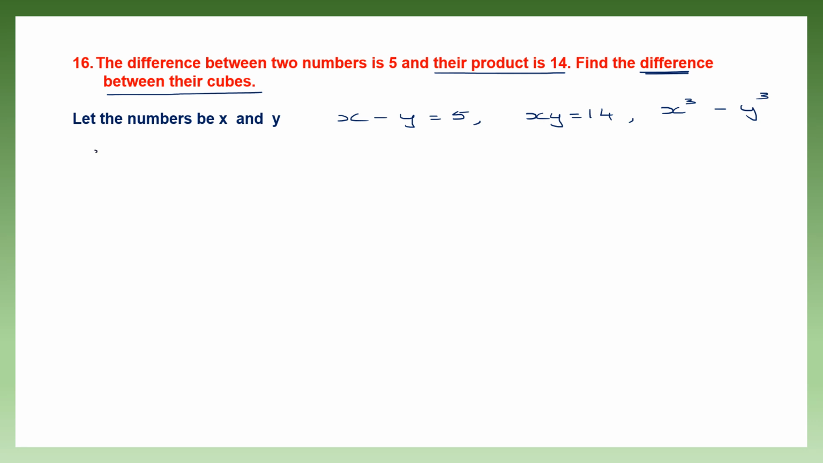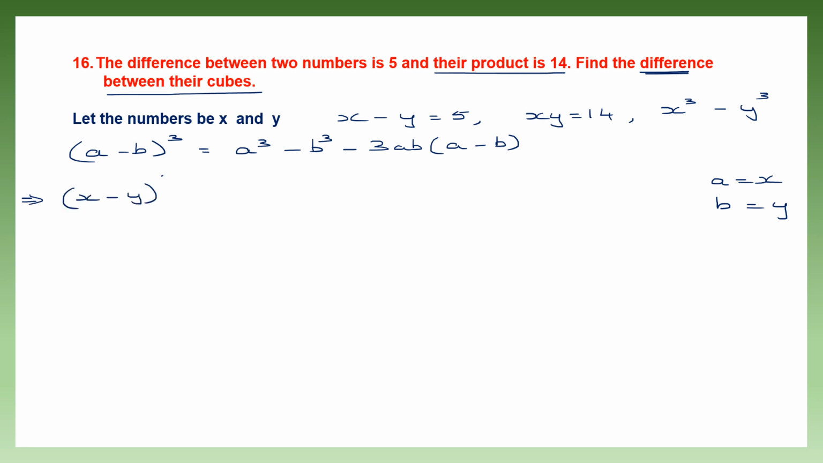So here again we can use the formula of a minus b the whole cube. Whenever cube is given, use the formula for cube. So this will be a cube minus b cube minus 3ab into a minus b. And what is a here? A is x and b is y, because we said let the two numbers be x and y. So how do we write this? We write this as x minus y the whole cube, and a cube means x cube minus b cube, y cube, minus 3 into ab, means 3 into xy into x minus y.